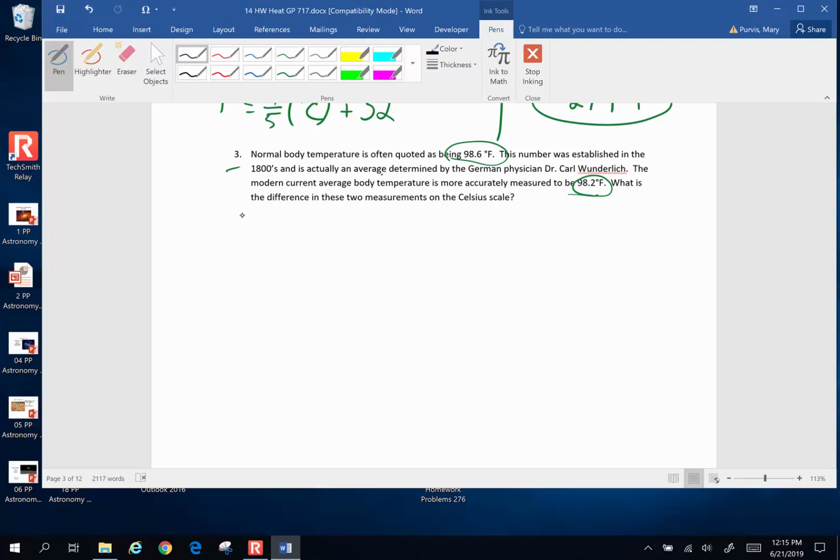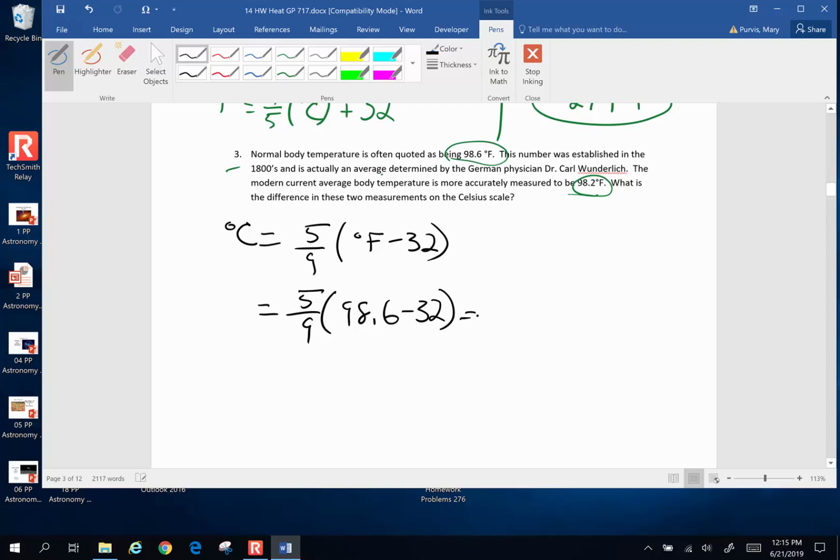So the first temperature is the 98.6, and degrees Celsius is going to be equivalent to 5/9 times the degrees Fahrenheit minus 32. So the first one is going to be 5/9 times 98.6 minus 32. Got to do that subtraction first, then you do your multiply. You're going to then multiply times 5, divide by 9. I get 37 Celsius for that one.